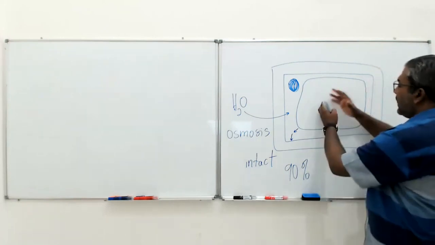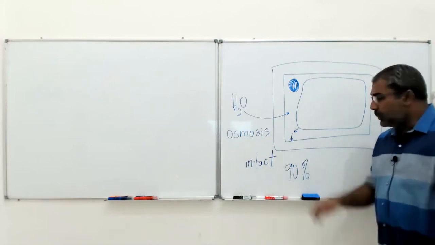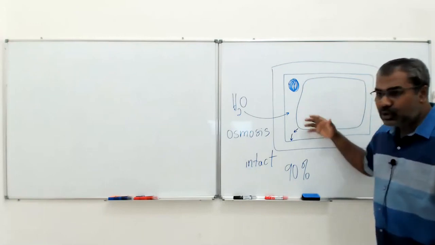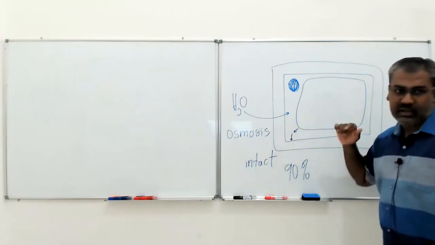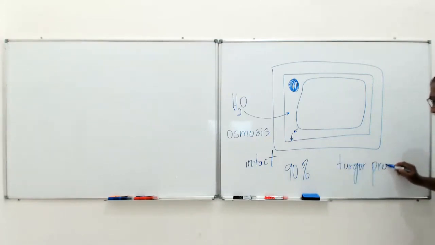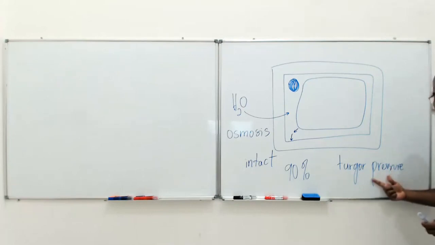So bila vacuole ni expand, dia akan menghasilkan satu pressure. So this pressure pushes the cytoplasm, and again the cytoplasm pushes the plasma membrane rapat dengan cell wall. Pressure ni kita panggil turgor pressure. So we are going to learn this in chapter 3, where we're going to see about the turgor pressure.